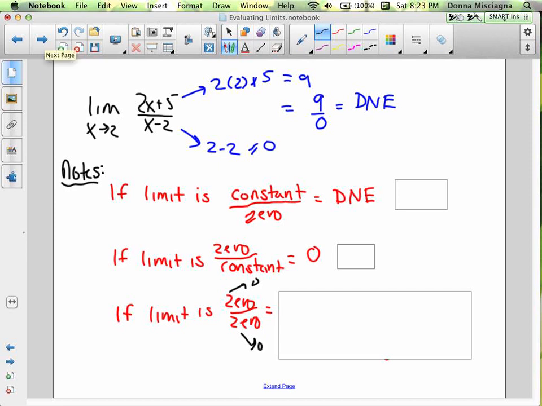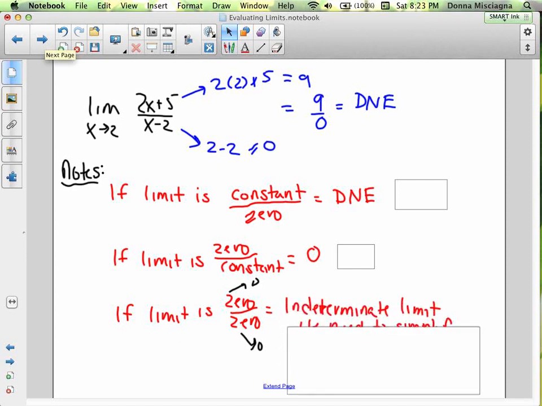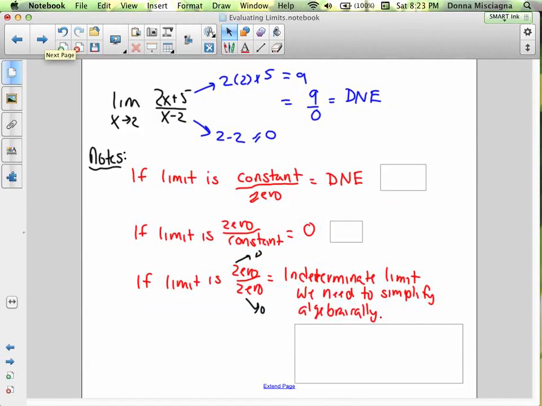But for the simplicity of me being able to write it here, where's my box going to go? I don't have any place for my box. I don't think my board's going to like me pushing it down so far. Oh, it's okay. All right, so if we have a 0 in the numerator and a 0 in the denominator, that's an indeterminate limit, and we need to simplify algebraically. So here are our 3 scenarios, and they all mean different things.